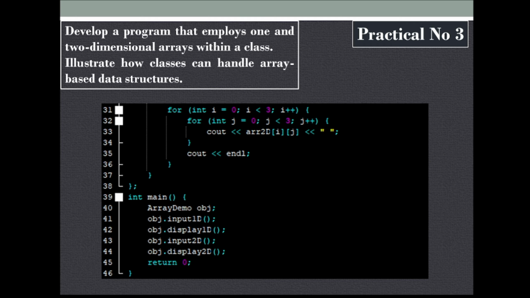Int main is where your program execution starts. We have ArrayDemo obj, which creates an object of the class. Then we have obj.input1D() and obj.display1D(). It calls the function input1D, which enters the 1D values. Display means you're going to print the 1D array. Obj.input2D enters the matrix values. Obj.display2D prints the matrix. Return 0 means the program ends successfully.